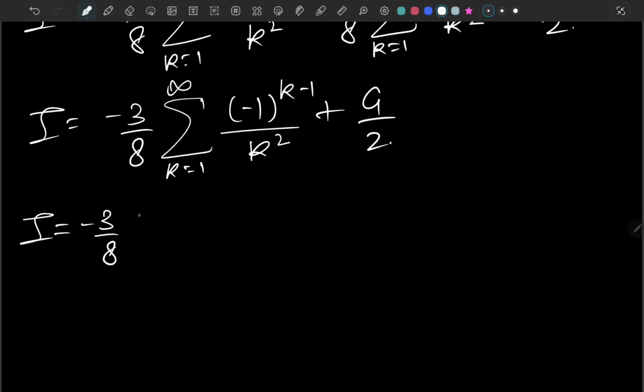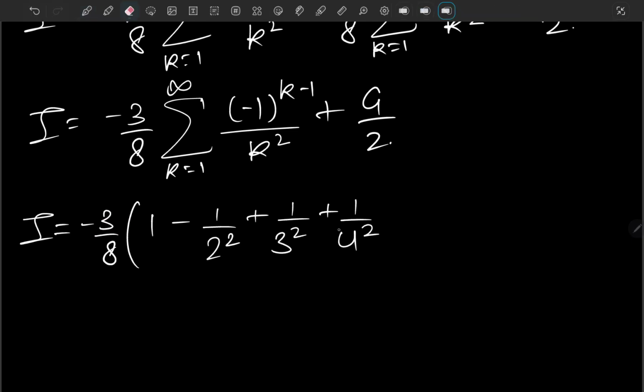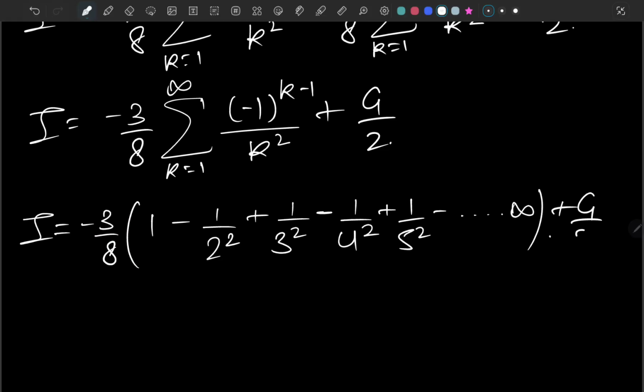Well, let's expand this a little bit. When k equals 1, it's 1, right? When k equals 2, it's 1 over 2 squared, but negative. When k equals 3, it's plus 1 over 3 squared, and then minus 1 over 4 squared, and plus 1 over 5 squared, minus dot dot dot to infinity, and plus G over 2.